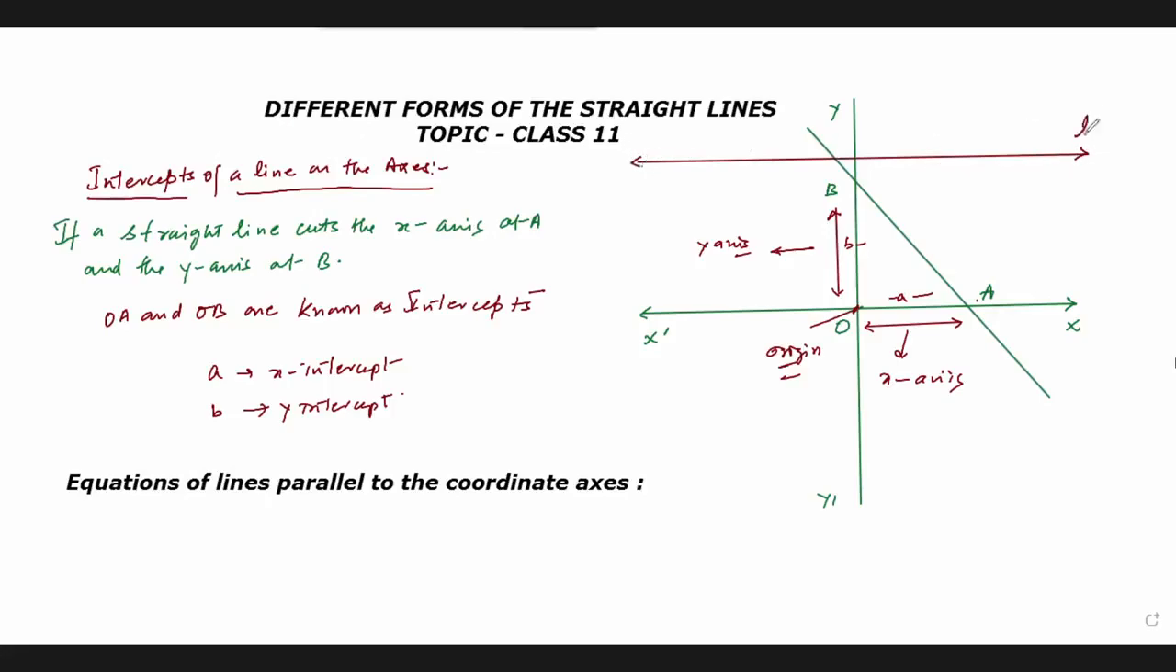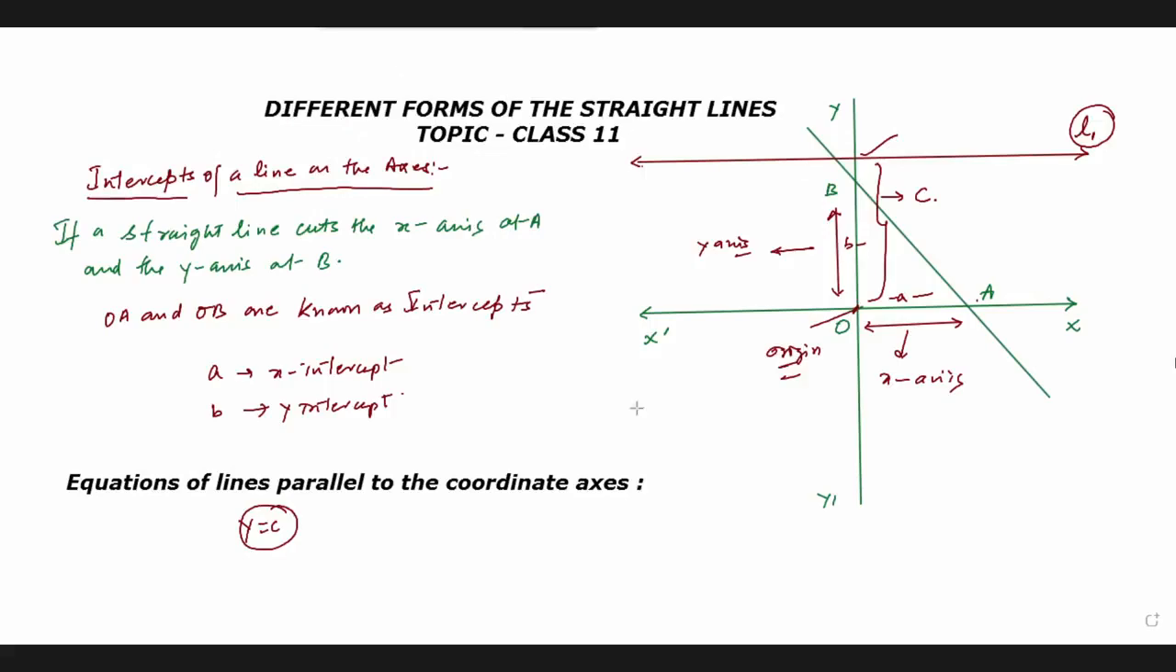I want to name this line L1. So what will be the equation of this line L1? We will find the distance of this line from the origin. Suppose this distance is c, then the equation of this line will be y equals c, because it is cutting in a positive direction. So y will be equal to c.